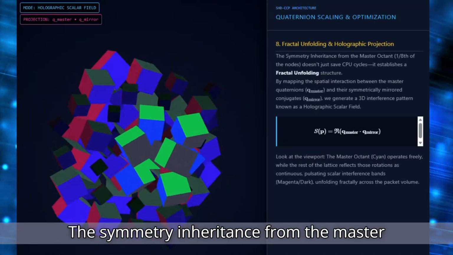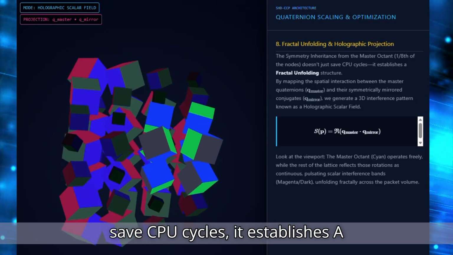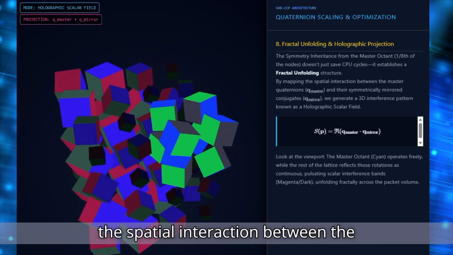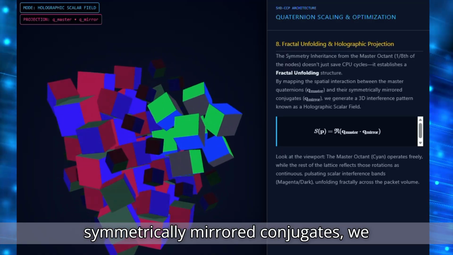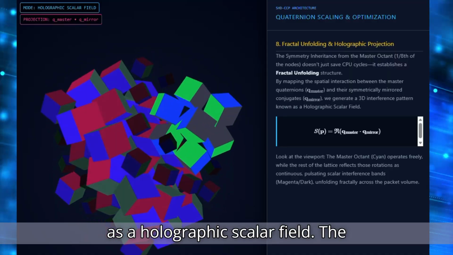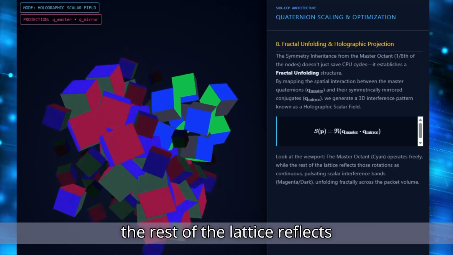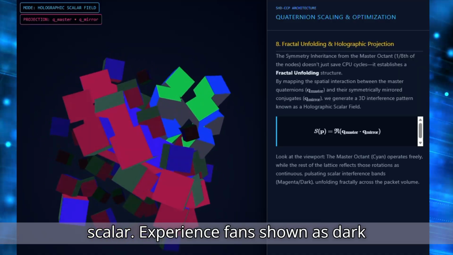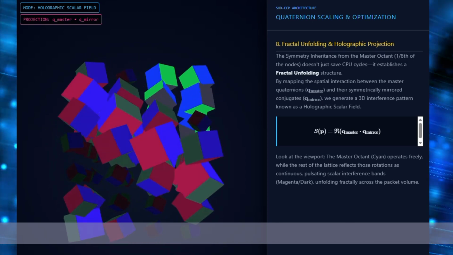The symmetry inheritance from the master octant, 1/8 of the nodes, doesn't just save CPU cycles, it establishes a fractal unfolding structure. By mapping the spatial interaction between the master quaternions and their symmetrically mirrored conjugates, we generate a 3D interference pattern known as a holographic scalar field. The master octant, cyan, operates freely, while the rest of the lattice reflects those rotations as continuous, pulsating scalar interference bands, shown as dark magenta, unfolding fractally across the packet volume.